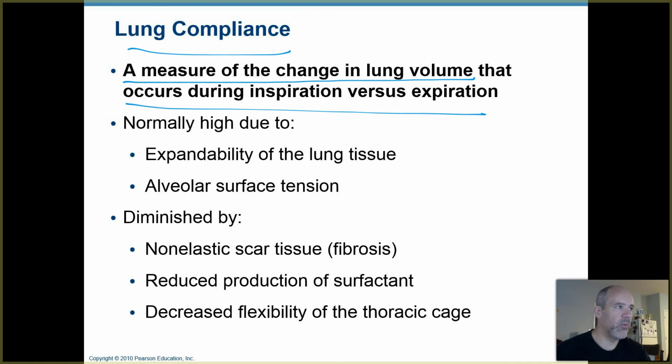And normally in a healthy person, this is high because your lung tissue is very expandable. It's also very elastic, so it's going to rebound to help deflate the lungs. And also because of the alveolar surface tension, even though we have the surfactants in there to prevent lungs from collapsing, the fact that the alveolar walls will get really close to each other helps you move air back out after your lungs have inflated.